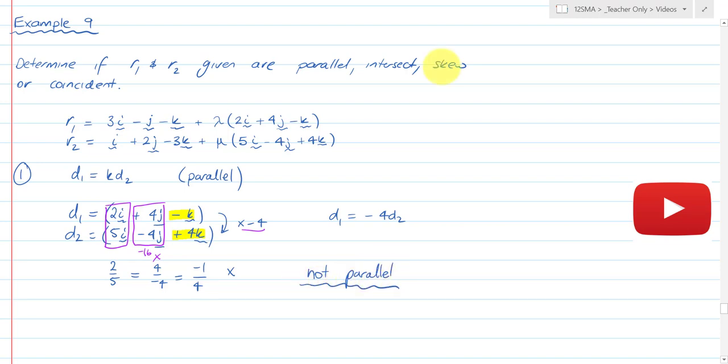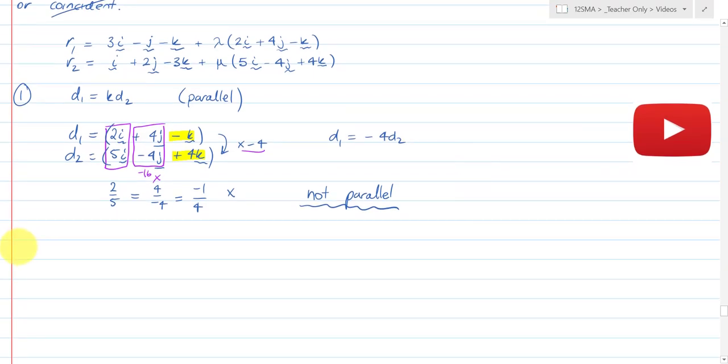And if they're not parallel, it means that that's out, and it also means that coincident is out. So now it's either they intersect somewhere or they're skew lines. And we'll know once we test that intersect. So let's test the intersect by first representing R1 in I, J, and K notation with our lambda.